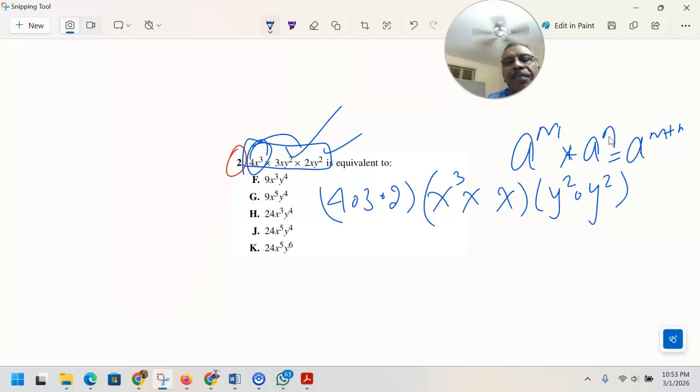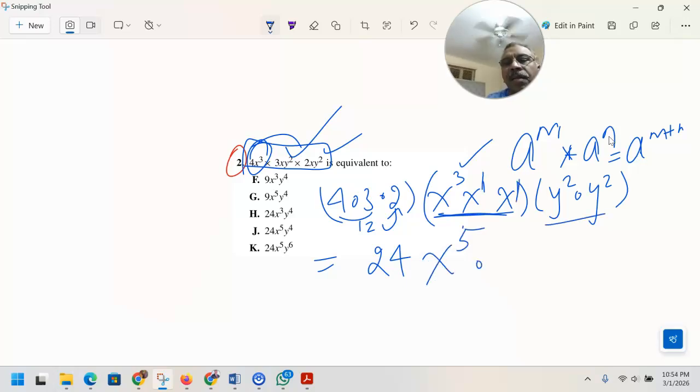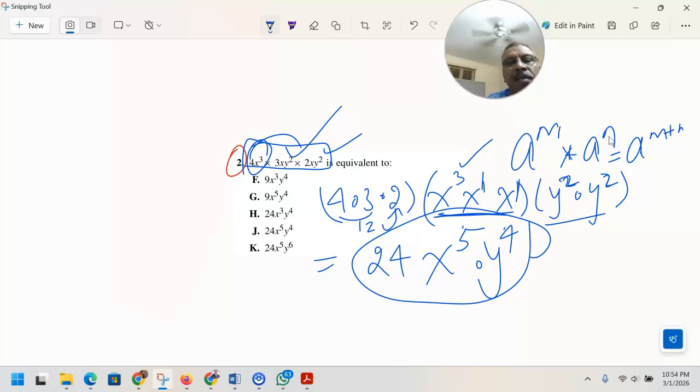If we do this, you get 4 times 3 is 12, 12 times 2 is 24. Then how many x's are there? This is a single and there are 3 here, 3 plus 1, so there are 4 of them. See, these y's are 2 of them and 2 of them together is 4, and you're done. So this answer is J.